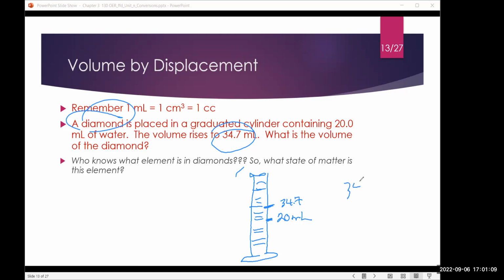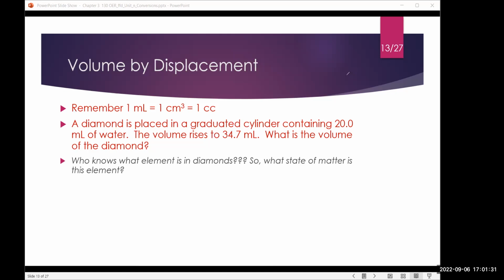Okay, so 34.7 minus 20.0 says that diamond has a volume of 14.7 milliliters. Okay? That's the displacement it did. It does not have a volume of 34.7. All right, so that is the volume. And now we can take the weight of this thing, and we can actually determine the density for this diamond. So density is mass over volume, grams over volume, which would be 14.7 milliliters for this thing.